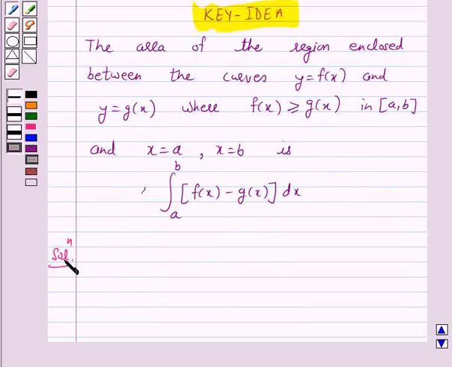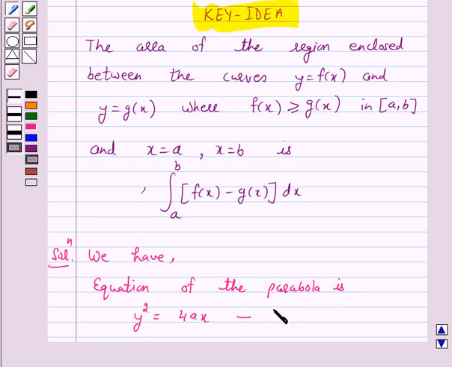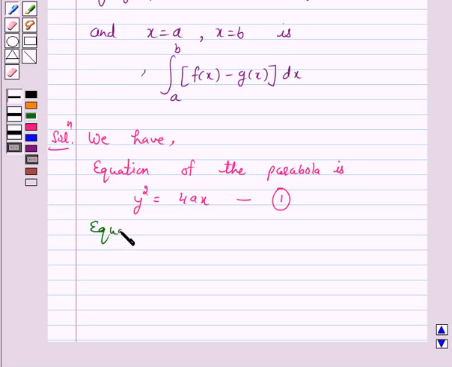Now, here we have to find the area enclosed between the parabola y square is equal to 4ax and the line y is equal to mx. So, equation of the parabola is y square is equal to 4ax. Let us give this as number 1. And equation of the line is y is equal to mx. Let us give this as number 2.